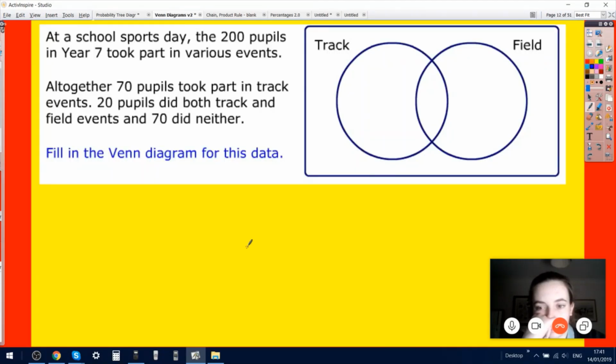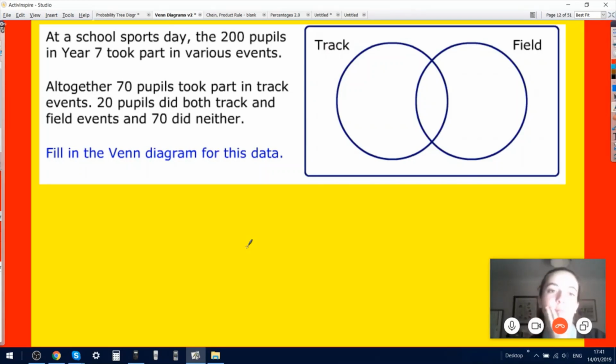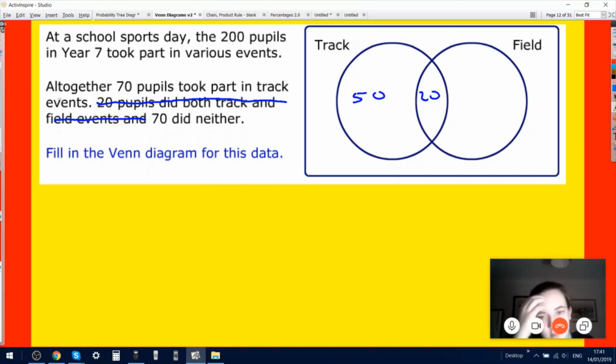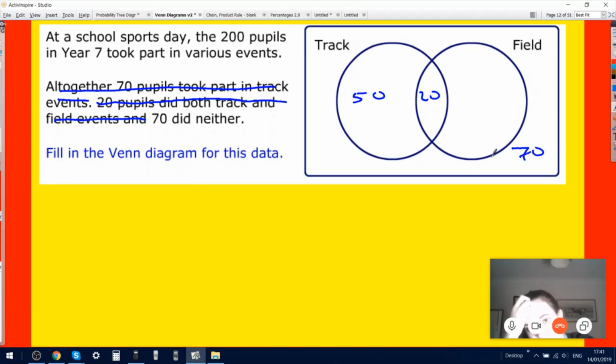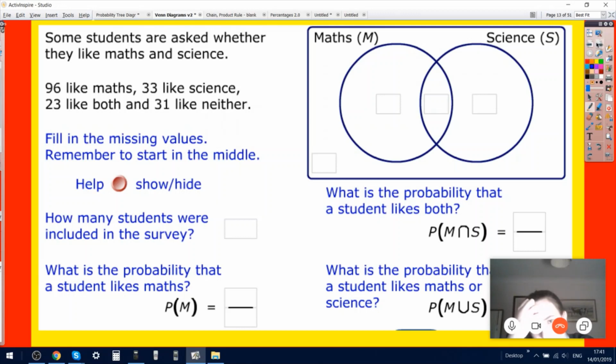Okay, this time you have a blank Venn diagram and you have to fill it in. So there's 20 in the middle. Yeah. Then there's 50 in the track. Then 70 on the outside. Then 60 in the field.